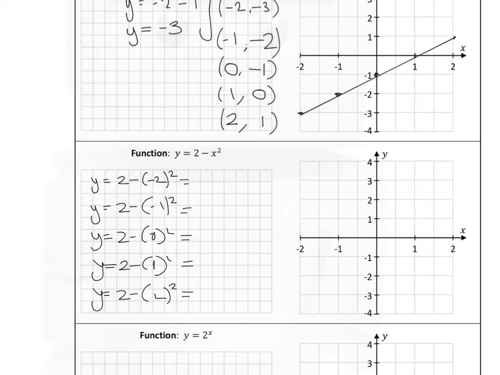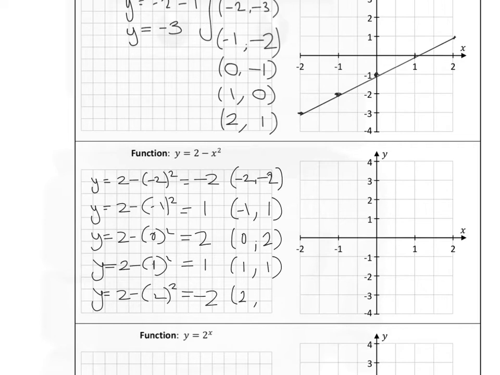Okay, so the first one, 2 minus 2 squared is 2 minus 4, which is -2. We'll then have when x is -1, y is going to be 1. The next one, when x is 0, y is just going to be 2. Okay, we'll then have 1 here. So when x is 1, y is 1. And then when x is 2, we get a -2 there.